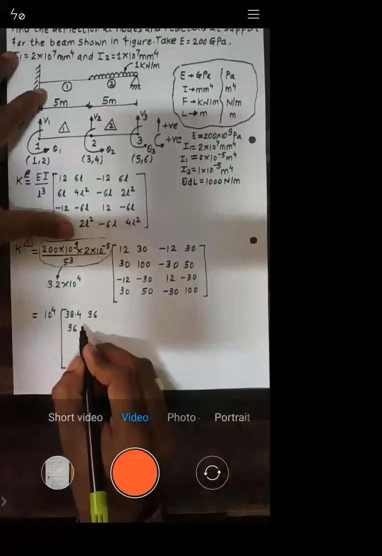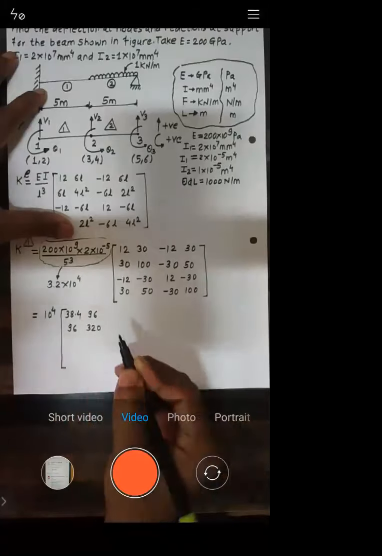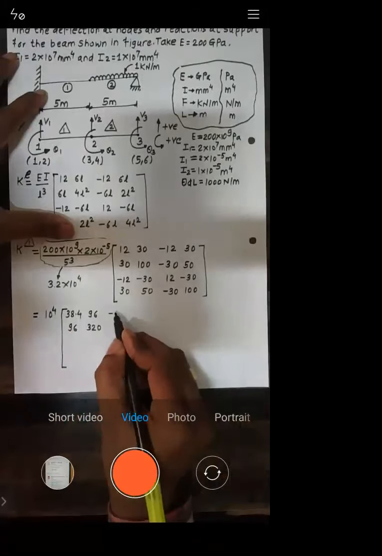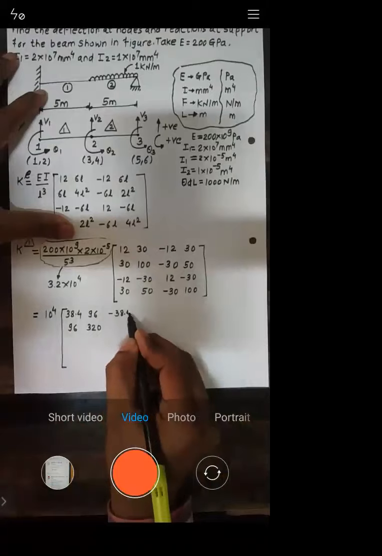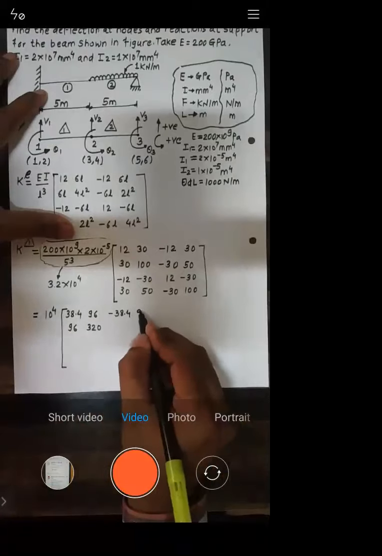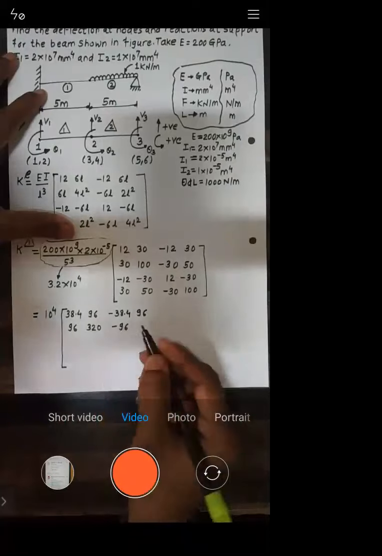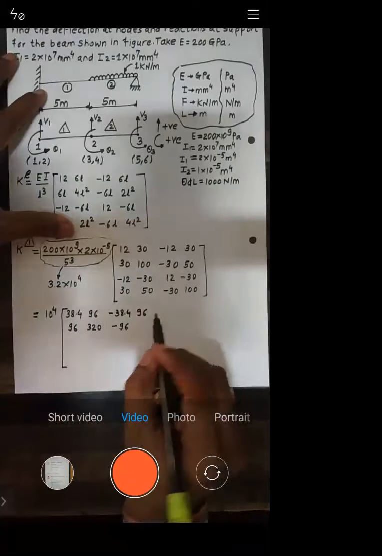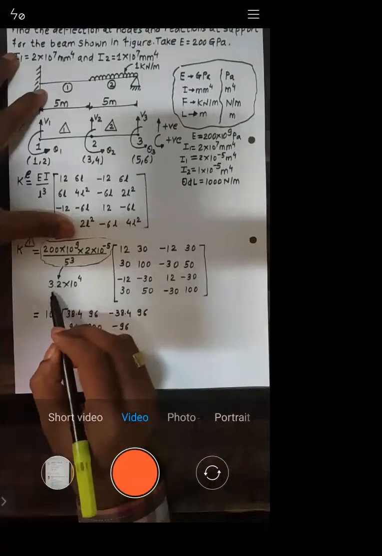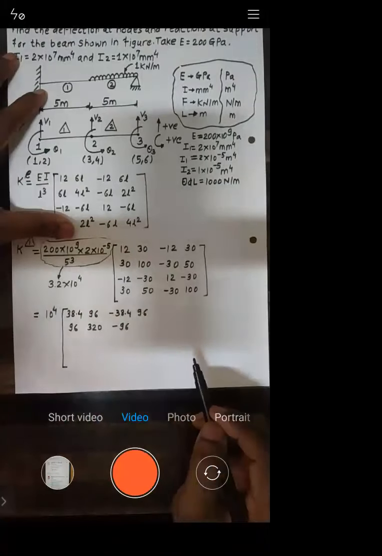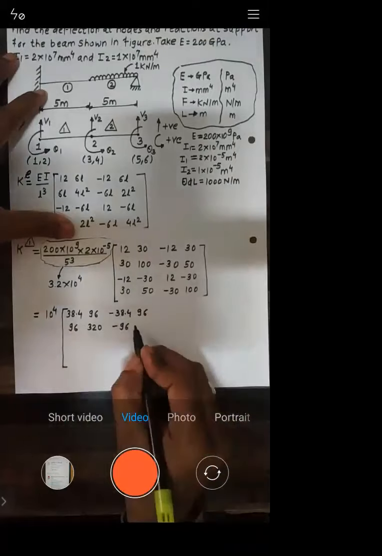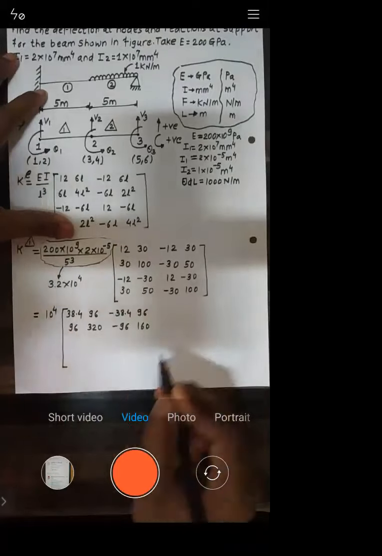320, right? Now here I will get the same value, minus 38.4. Here I will get 96. Here again I will get minus 96. Try to understand, minus 96 I will get here. Now tell me, 3.2 into 50. 160, right? Yes or no?